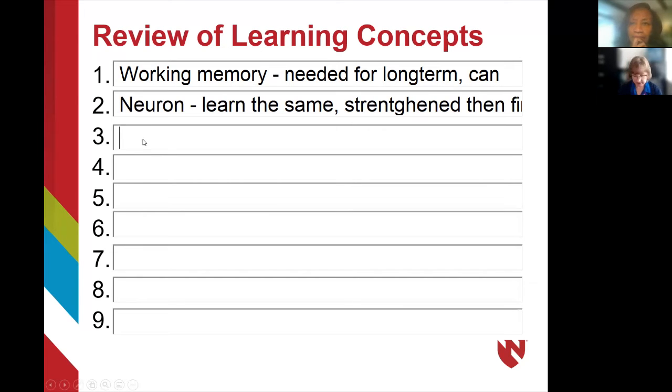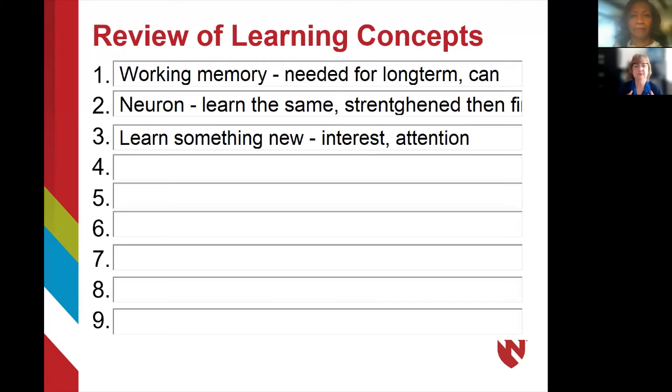If we are trying to learn something new, what does it require? Interest or attention. We have to be motivated to pay attention to something so that we are actively engaged and involved. Learning is an active process. It's not a passive process.